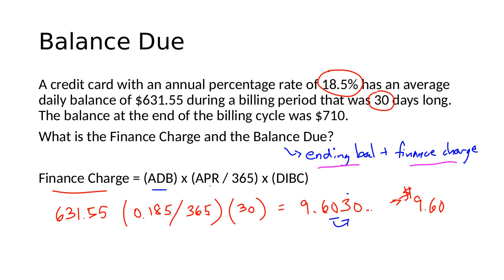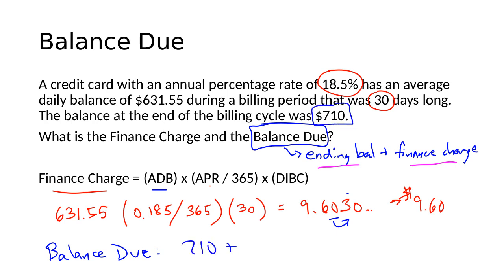And then the other thing we were asked to find here was the balance due. The balance due is going to be the ending balance, which we were told the balance at the end of the billing cycle was $710, plus the finance charge, which we calculated to be $9.60. So the balance due on this account is going to be $719.60.